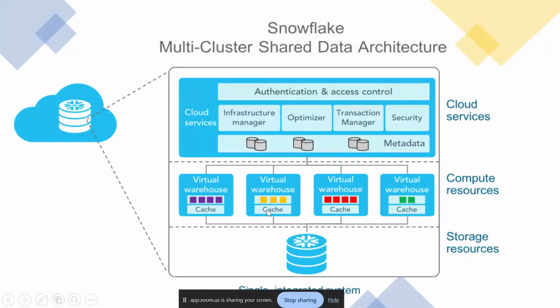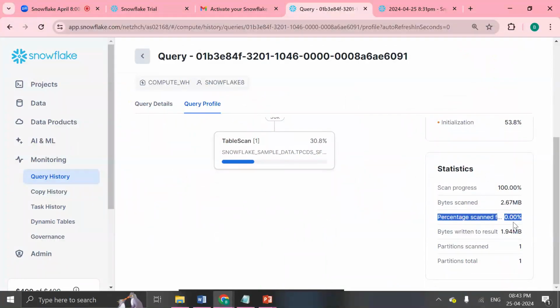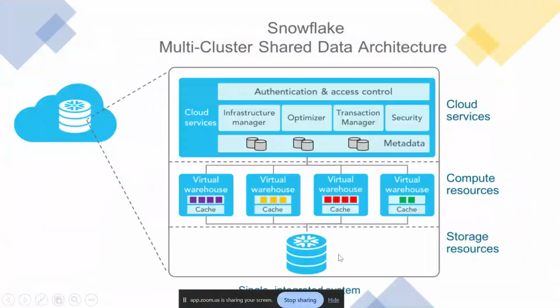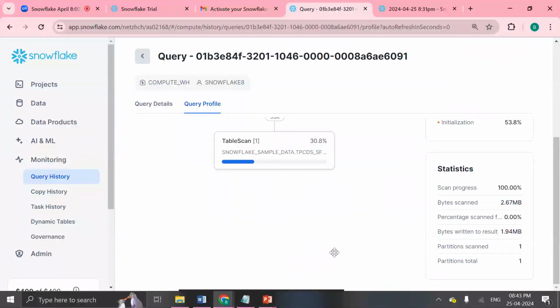Again, here it will check the cache. In the cache, the data is not available. That's why you will see 0 here. See this, percentage scanned from the cache is 0, right? Then it went to the storage layer and picked the data from the storage layer. So for all these things, how much time has it taken here?